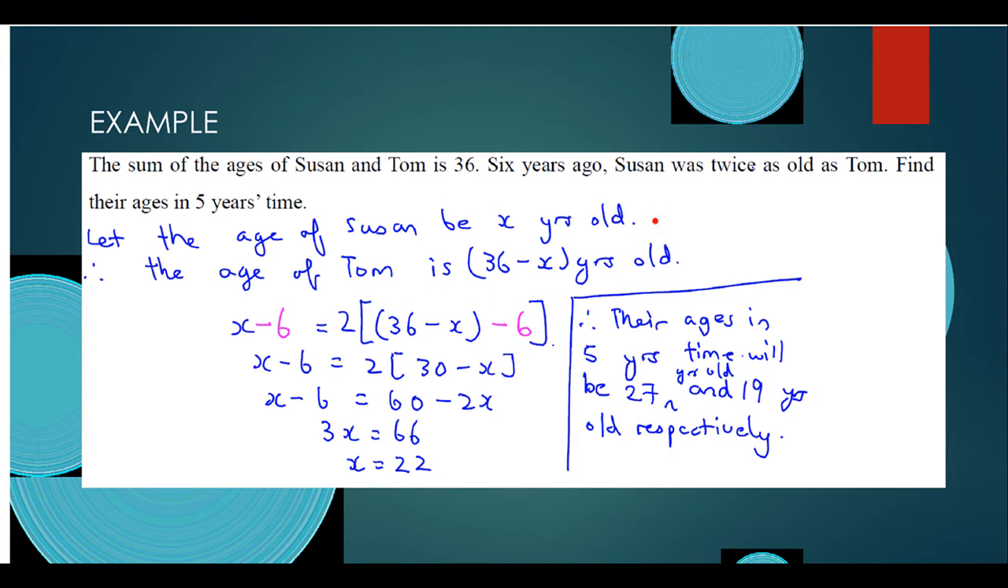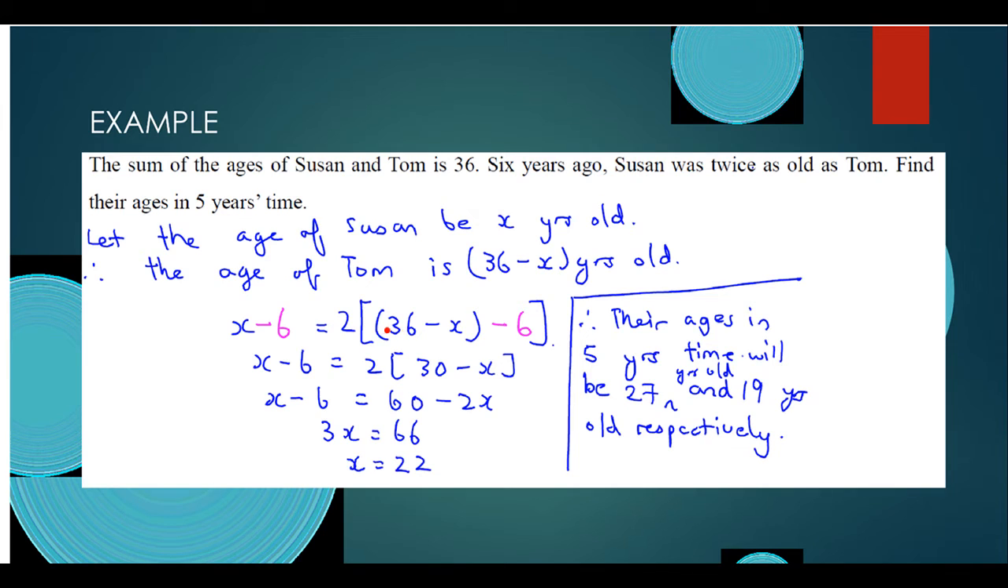Now they say 6 years ago, Susan was twice as old as Tom. So Susan's age equals twice Tom's age 6 years ago. So you can see that I formulated the equation. Now I just have to solve this equation, find the value of x, which is the answer to the problem.